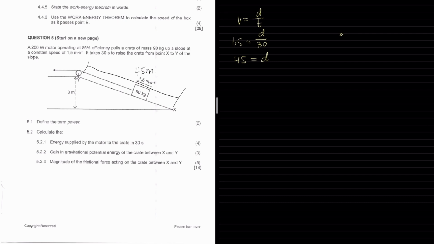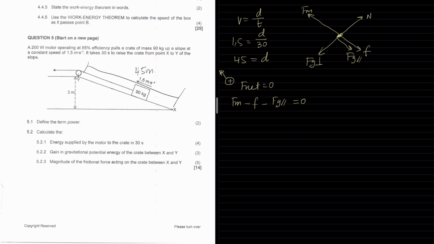Now, if I draw a free body diagram showing the forces acting on this object, we'll have a normal force here. We will have a force of the motor. We'll have a frictional force. We will also have the parallel component of gravity, and the perpendicular component of gravity. Now, F net is going to equal 0 since it's moving at a constant velocity. If I've chosen up the slope as positive, the force of the motor minus friction minus Fg parallel is going to equal 0.